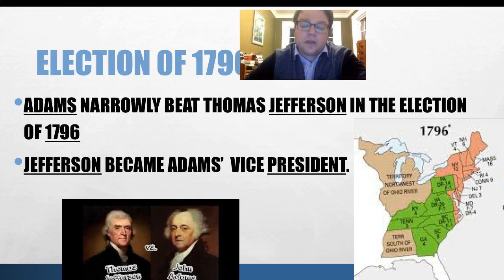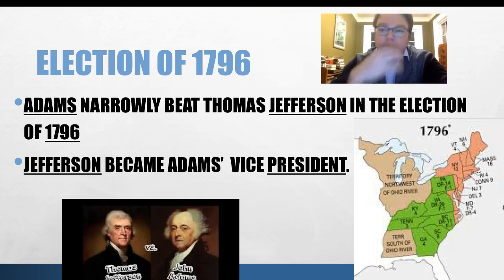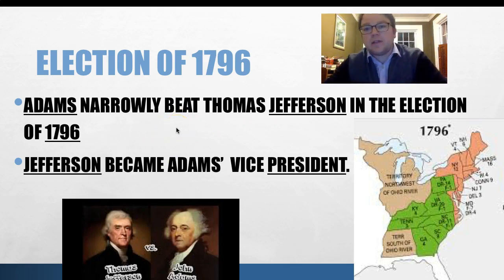All right, so you can't really see the map, but that's okay. So, election of 1796, John Adams goes against Thomas Jefferson. We already kind of talked about this. He wins a pretty close election against Thomas Jefferson in 1796. We talked about this in class.